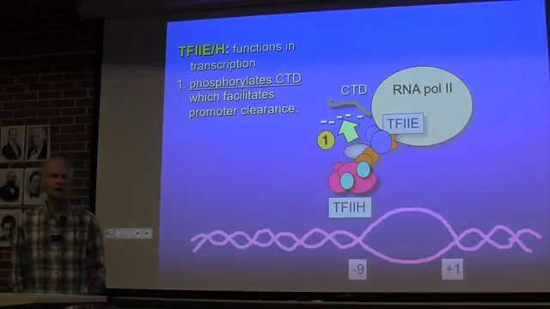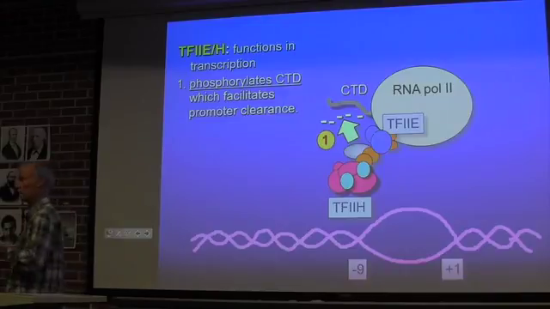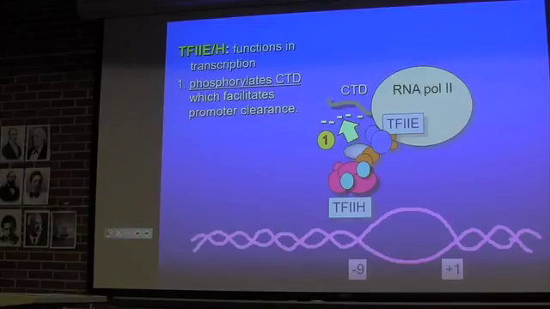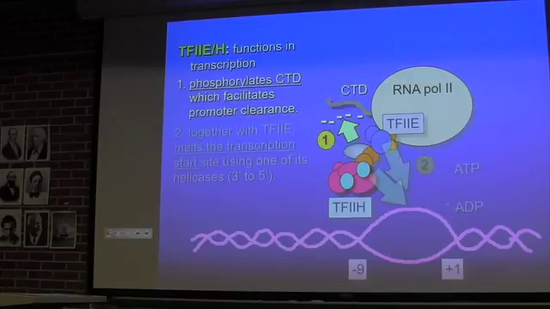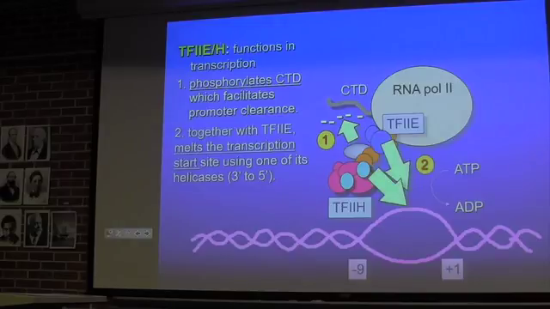I'll say, which of the following is not a function of TF2H? There's a whole bunch of functions of H. You have to pick out the one that doesn't fit. So here we go. It phosphorylates the CTD. Okay, we talked about that enough. Together with E, it melts or performs helicase activity at the start of transcription.